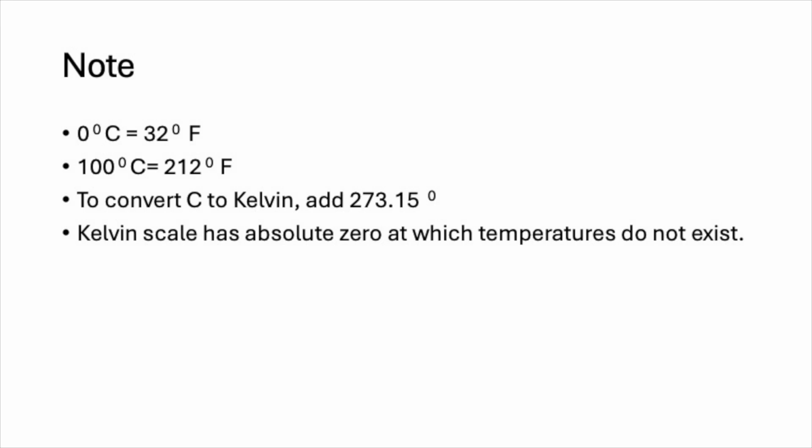0 degrees centigrade is 32 degrees Fahrenheit. 100 degrees centigrade is 212 degrees Fahrenheit. To convert centigrade to Kelvin, we have to add 273.15. Therefore, the ice point and steam point on a Kelvin scale is 273.15 and 373.15. Kelvin scale has an absolute zero, below which temperatures do not exist.